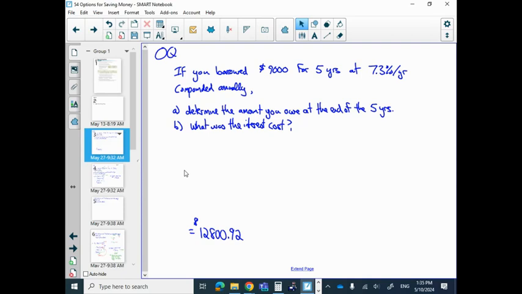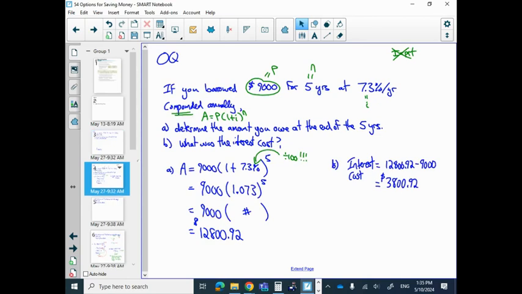So if you borrowed $9,000 for 5 years at 7.3% compounded annually, determine the amount you would owe at the end of 5 years and what was the interest cost. When you do the work, you identify each of the given values. The principal is the 9,000, so that's your P. The number of years is 5, so that's N. Your interest rate is I, but the I would have to go in as a percent, right? So the I is going to go in as 7.3 divided by 100, so 0.073. That number is part of the equation, adding 1, so anyway, it ends up being that.